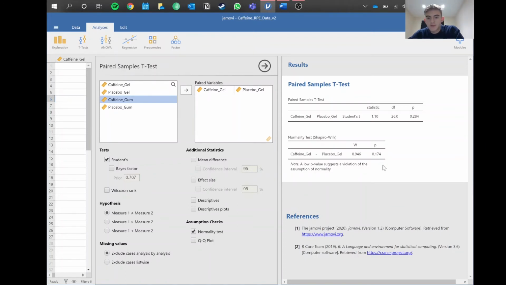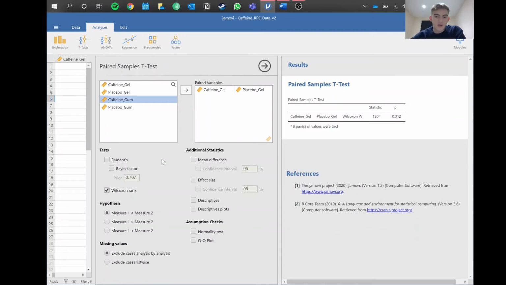As you can see, what we normally would do is check for this normality, and if this p-value was above 0.05, we would carry on with our t-test. But because this is on a Borg scale and it's ordinal data, we need to ignore this, and we'll jump straight into the Wilcoxon rank. That's one of the exceptions to checking the normality if you have ordinal data, so watch out for that.